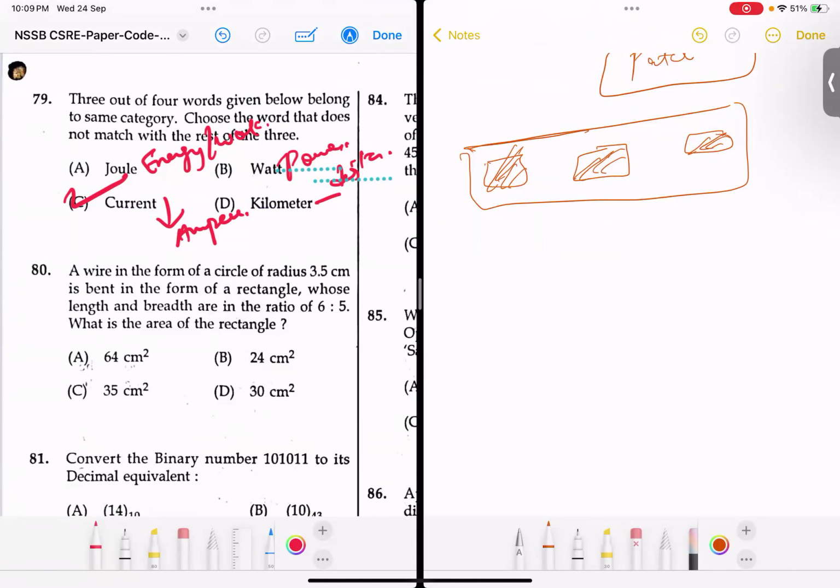Question number 80. A wire in the form of a circle of radius 3.5 centimeter is bent in the form of a rectangle, whose length and breadth are in the ratio of 6:5. What is the area of the rectangle?